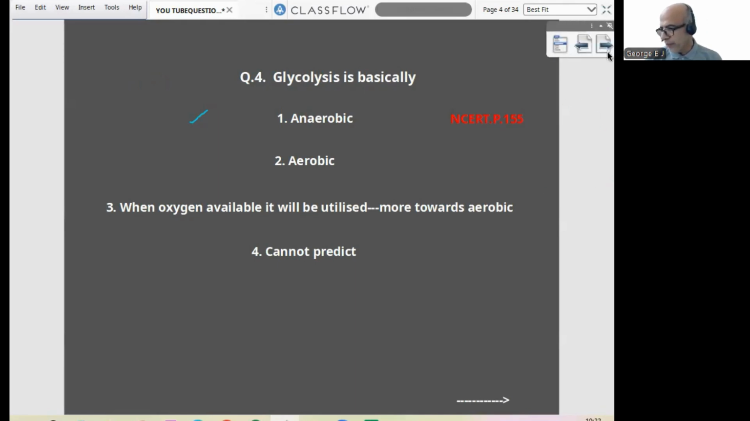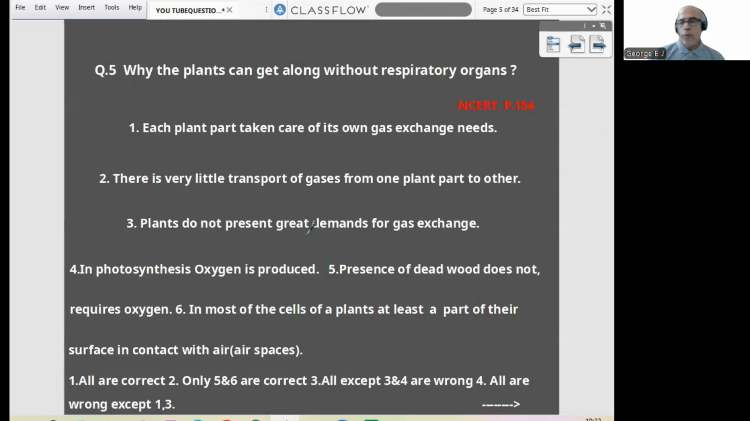Now, question number 5. Why can plants get along without respiratory organs? See the options given. Each plant part takes care of its own gas exchange needs. That is correct. There is very little transport of gases from one plant part to another. Correct. Plants do not present great demands for gas exchange. Correct. And the fourth one, in photosynthesis, oxygen is produced, so they can utilize it if they want.